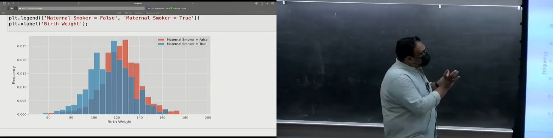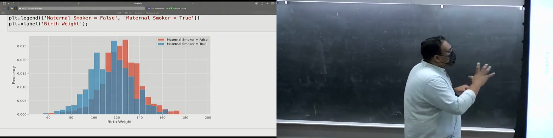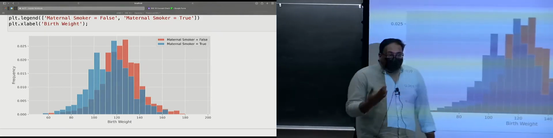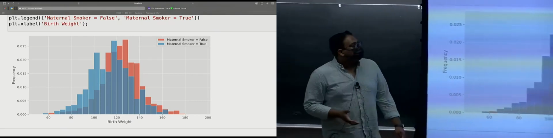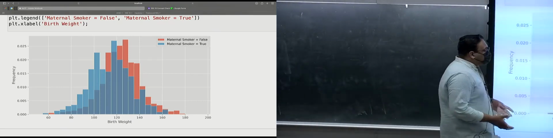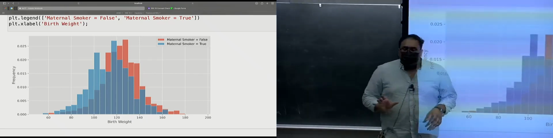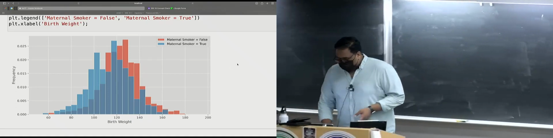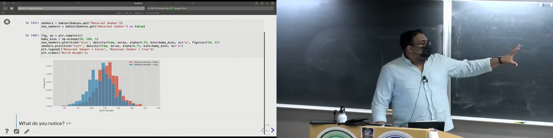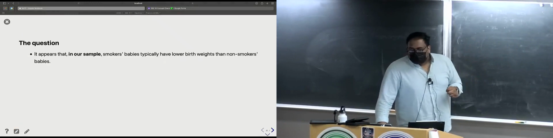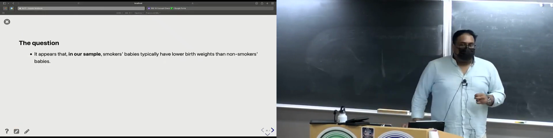Yeah, the red is slightly to the right of the blue distribution. So which babies weighed more on average? The non-smoking babies or the smoking babies? The non-smoking babies, right? So it appears that in our sample, the non-smoking babies weighed more on average than the smoking babies. Okay? Do we agree with that observation? Non-smoking babies seemed like they were heavier. And so that's true in our sample, right?